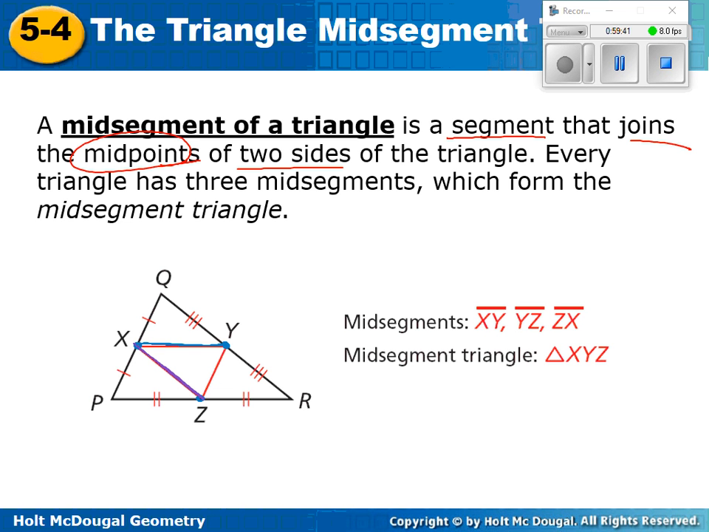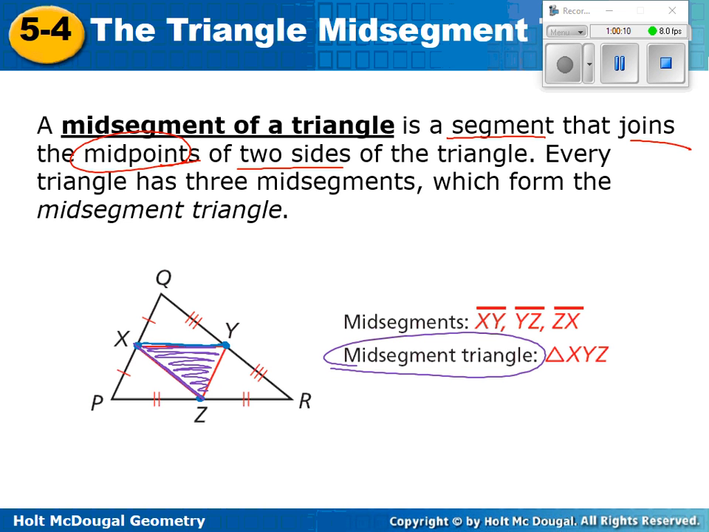Three different mid-segments. Mid-segments connect midpoints of two sides of your triangle. Okay, so three different mid-segments connecting midpoints. Did I say that correctly to where it's clear? Midpoint to midpoint, mid-segment, okay? When you look at this, this creates a little triangle inside the triangle. That little triangle is called the mid-segment triangle.